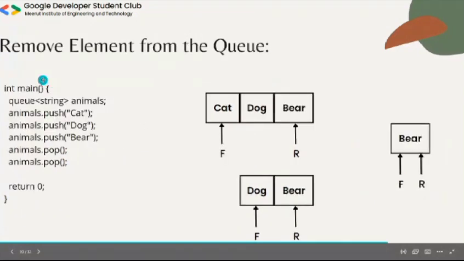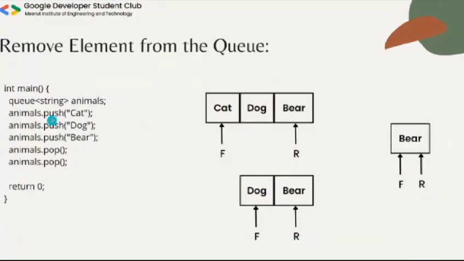Similarly, to remove, both the operations are the same, just like push and pop. These two operations are also the operations that we used in stack. So both queue and stack are similar in many ways, just that they store the elements in a different way. Now, till this line, animals.push bear, this is how the insertion is performed. My F is pointing to cat and my R is pointing to bear.